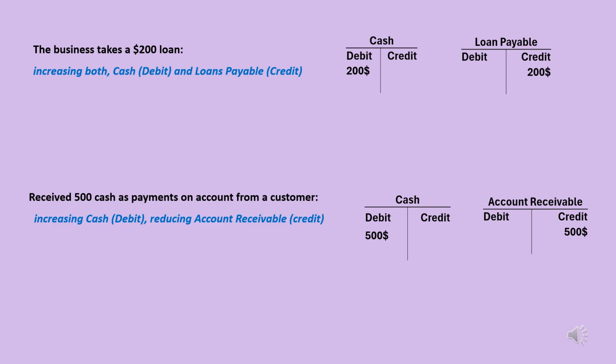Received $500 cash as payment on account from a customer. Which accounts are affected? Cash and account receivable. Did accounts go up or down? Cash increased. Account receivable decreased. Increasing cash. Cash is an asset. Asset natural state is debit. Increase in debit side. Reducing account receivable. Account receivable is an asset. Asset natural state is debit. Increase in debit side and decrease in credit side.